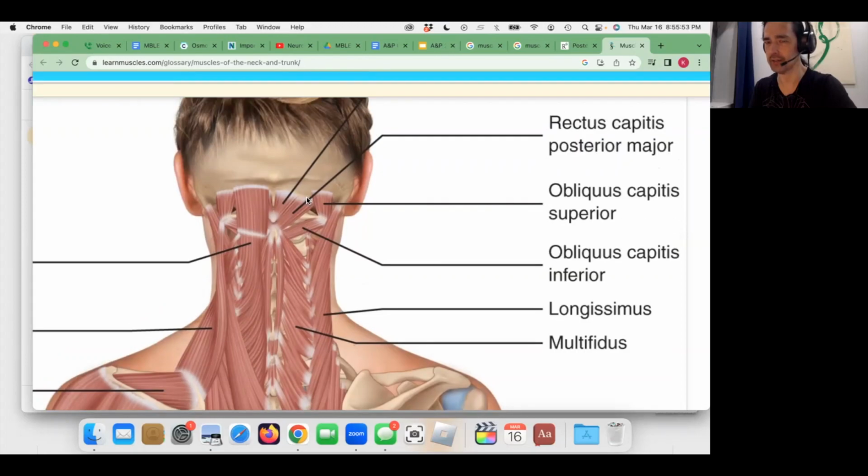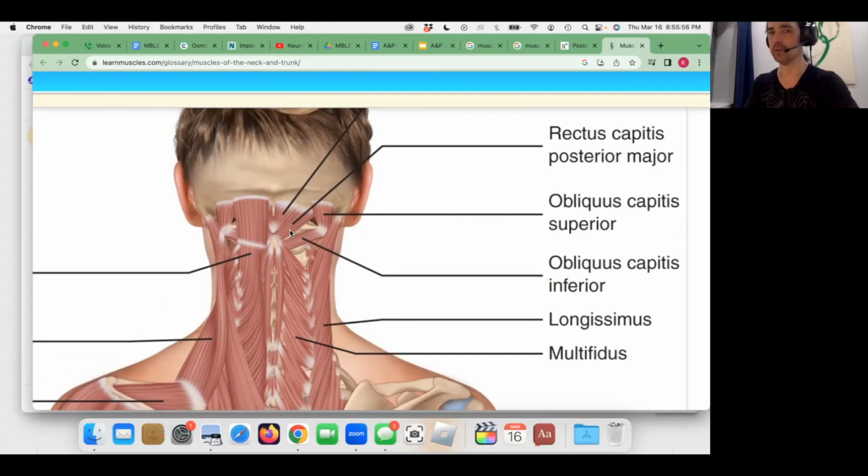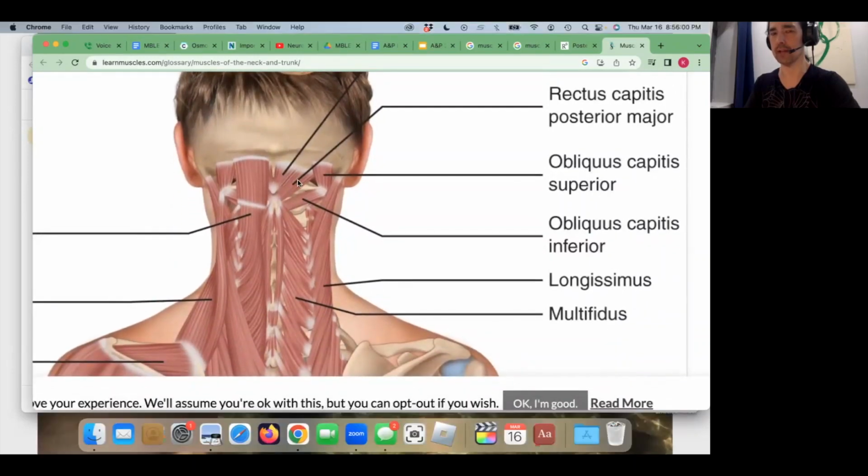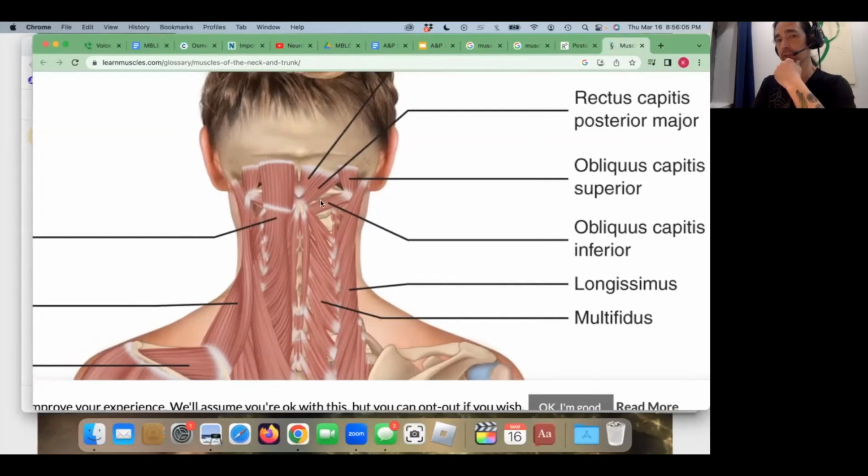I don't think they're going to ask you about that. The rectus capitis posterior major, rectus capitis posterior minor. I don't think they're going to ask you about those. But if it says that it's a capitis muscle, and there are 3 of them, it's the deep muscles at the occiput. I seriously doubt that they're going to ask you that.